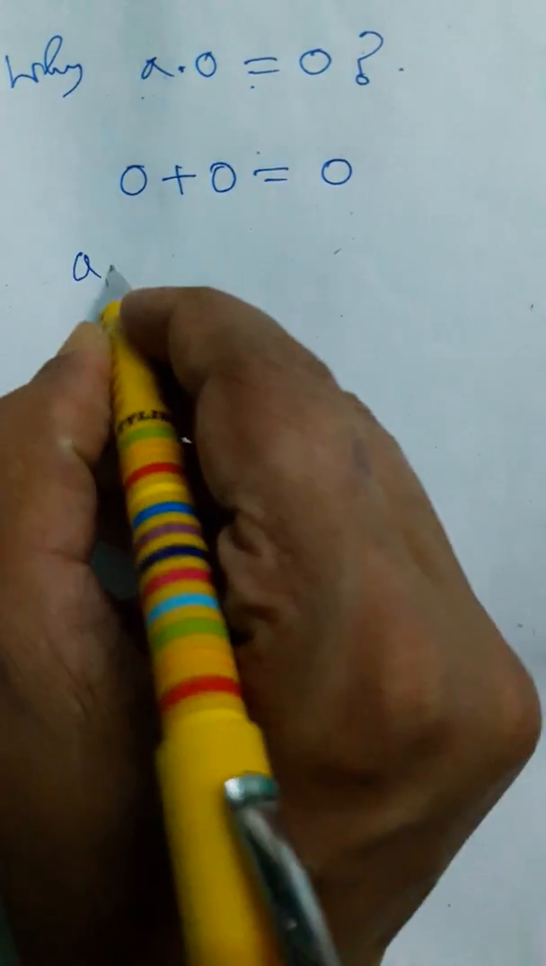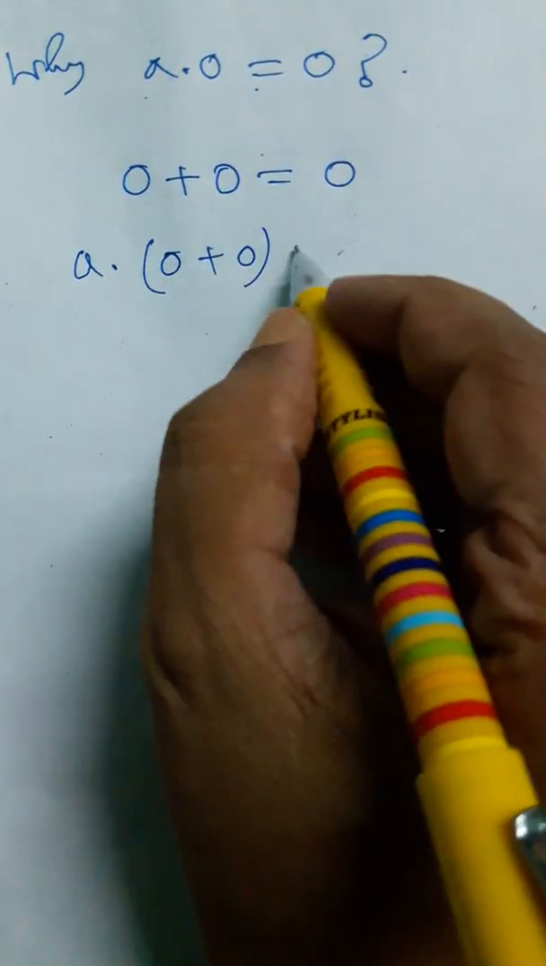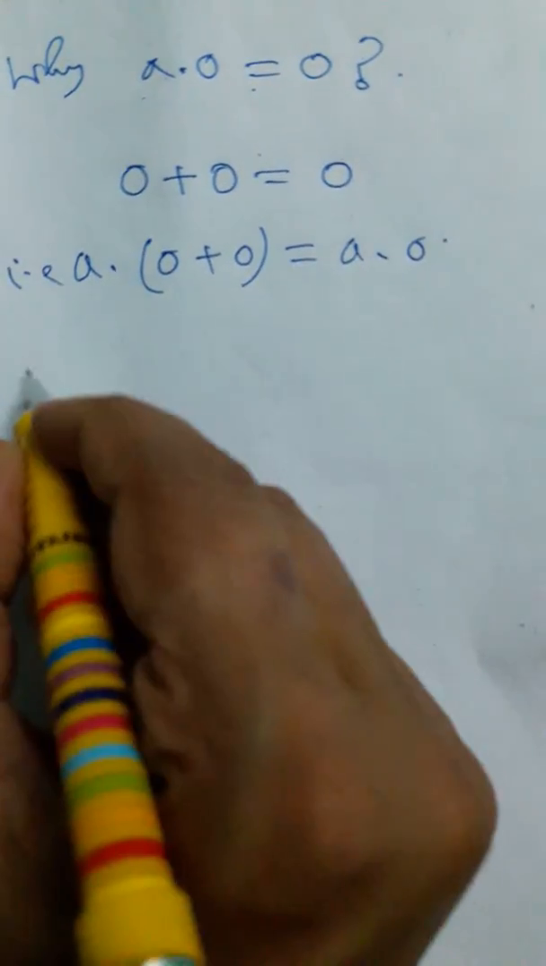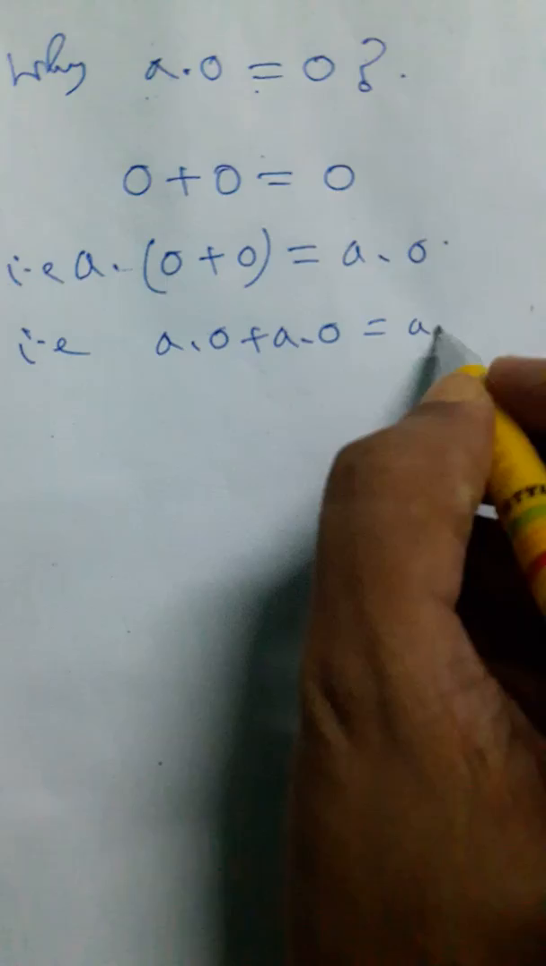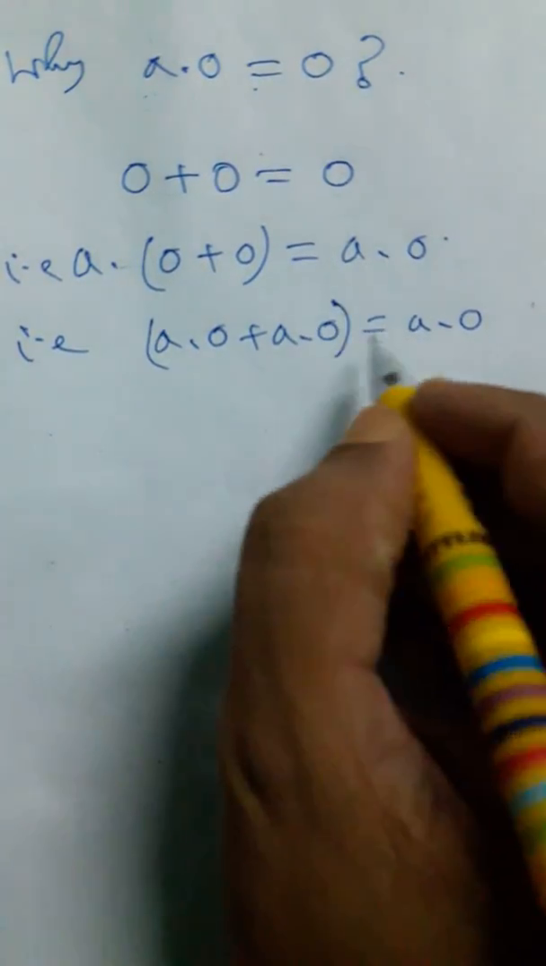If we are operating with a from both sides of this equation, then by the distributive property we can say a into 0 plus a into 0 is equal to a into 0.